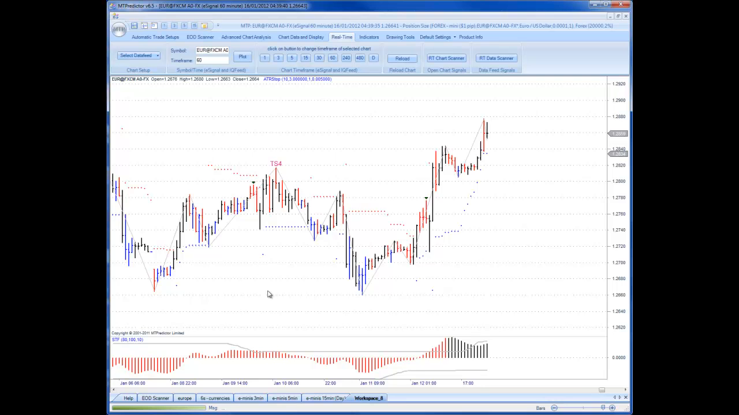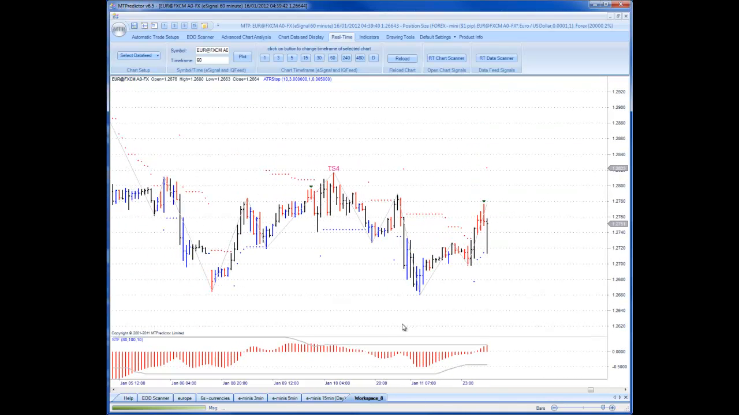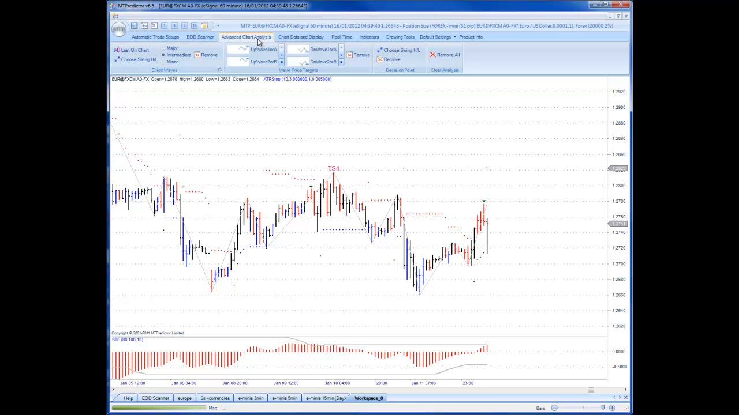So if I go back in time, even before this, we got back up to the high. What we do with MTPredictor is we put on some DP levels, and these give us support and resistance levels in advance. So for this, I'll go to Chart Analysis and Display. I'll click on Choose Swing High or Low from Decision Point. I'll come back to the last important pivot, which is this pivot here. And as you can see, we put this level on the chart, which is there in advance.